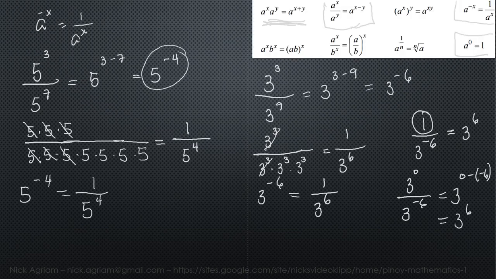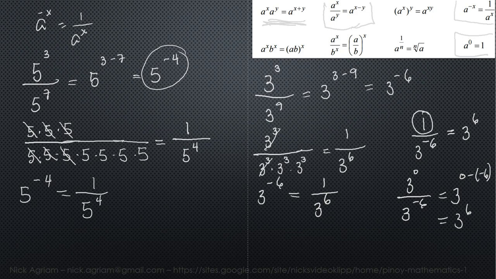I will be discussing the second part of this lecture on laws of exponents. It is called zero and negative exponents. I discussed the negative exponent in my previous lecture.